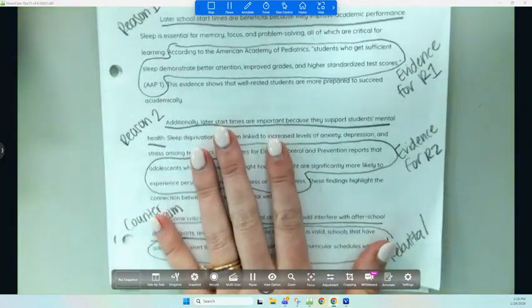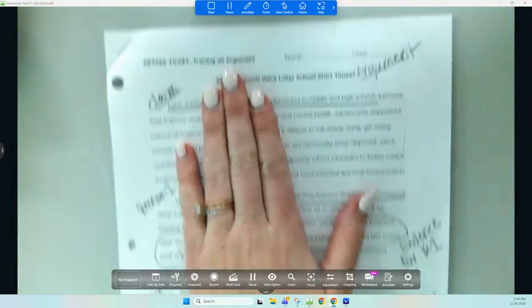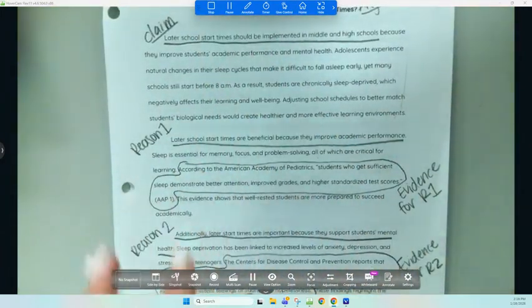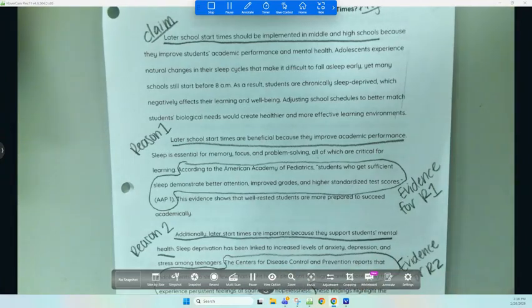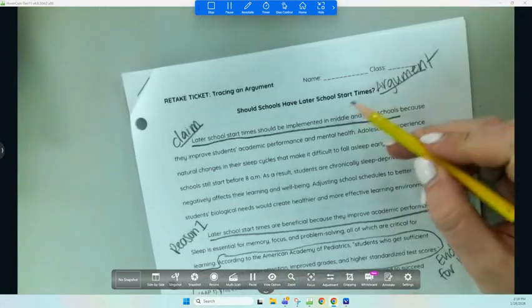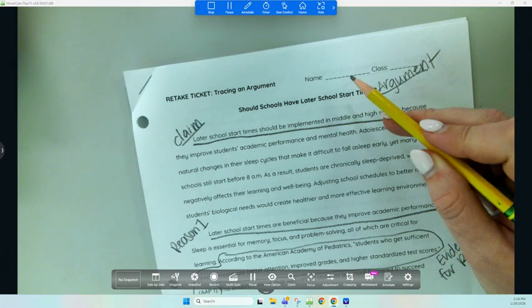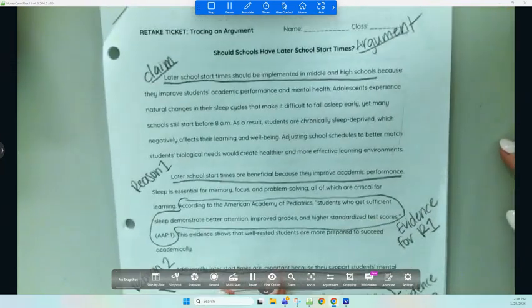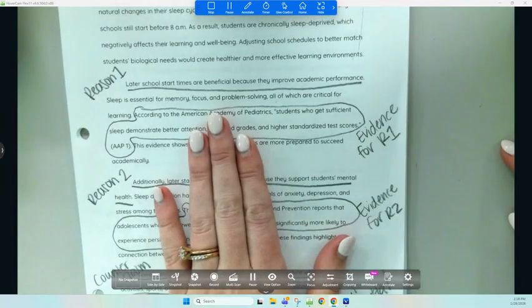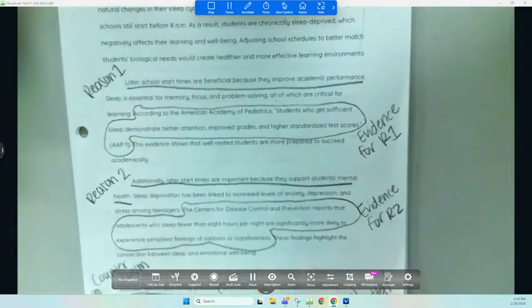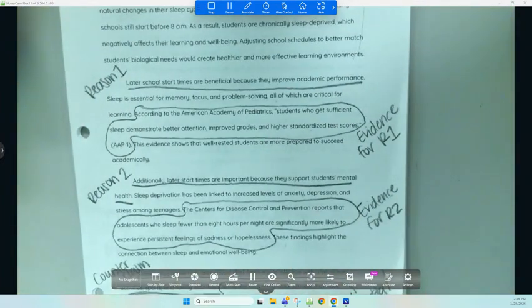Okay, so this should help you figure out how to trace that argument a little bit better. This needs to have your name and your class on it. You need to turn this in. But yeah, I think you guys are going to do great, and hopefully this helps and you will be ready to retake that assessment.